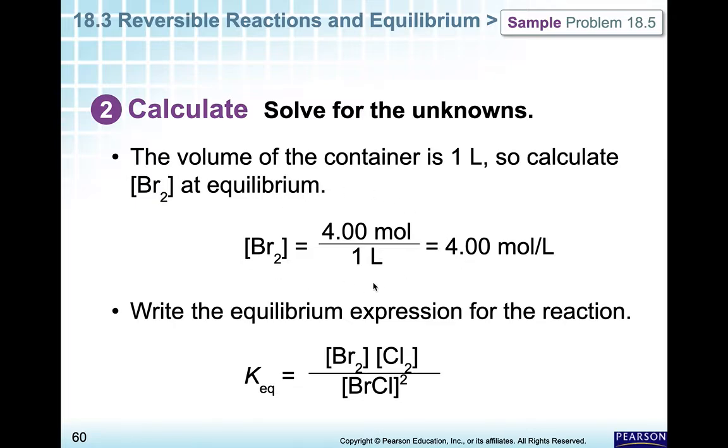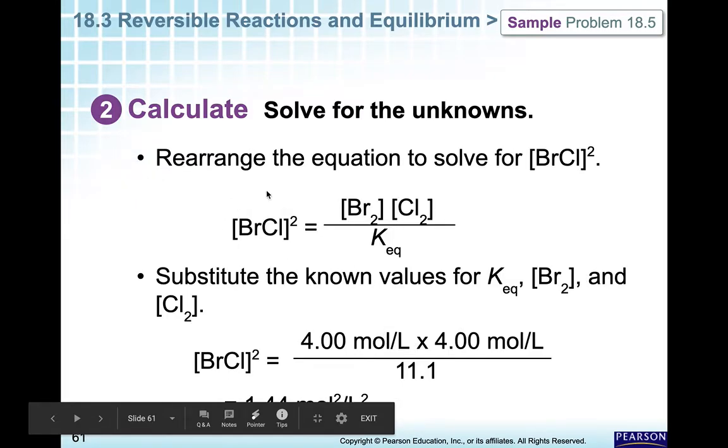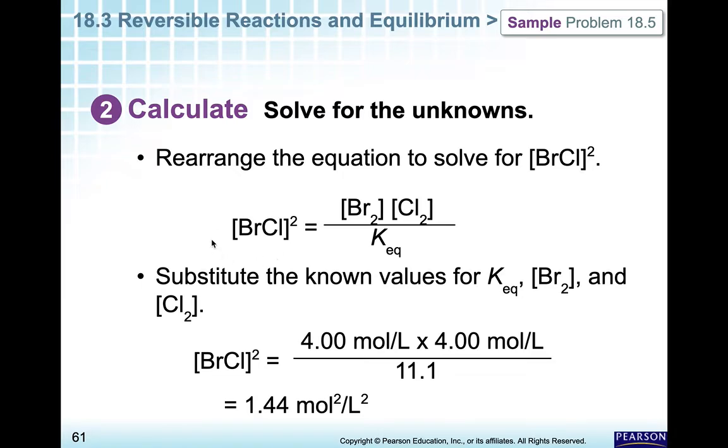After we know how much bromine we have, knowing that it's the same as the chlorine at equilibrium, we can write our equilibrium expression for the reaction. So again, we've got our products over our reactants, any coefficients acting as exponents. And we know all but one of these numbers. We know the value for K. We know the concentration of both of our products because we know they're equal. And so we're able to solve for the concentration of our reactant.